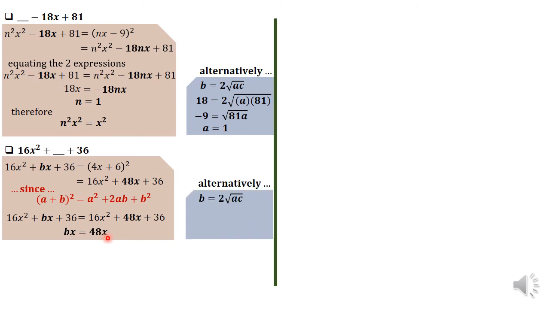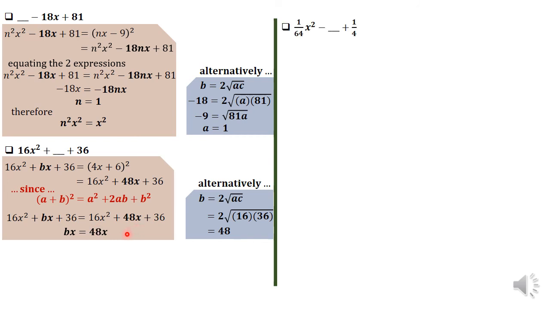Alternatively, we use this other method. We'll write b is equal to 2 square root of ac. Now, the only thing we don't have in that expression is b. We have the a and the c. The a is 16, we were given the coefficient of the first term, and the c is 36. So again, you get that answer there is 48, and that's identical to what we got there.